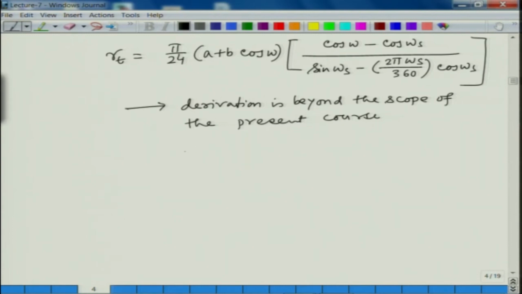So, first you see that in the right hand side we have two variables only, one is omega or W and the other one is omega s, which is the sunset angle. And the other two things that we see, A and B, these are coefficients.